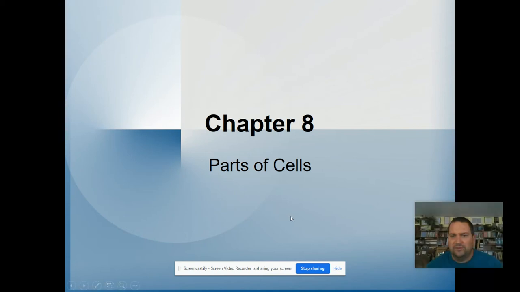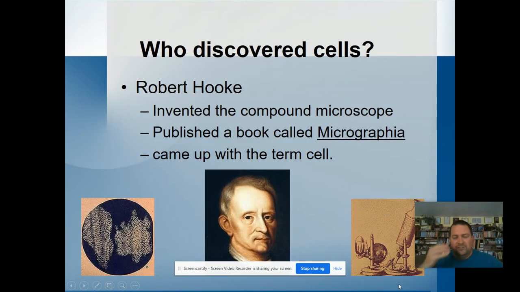So, with that, who discovered cells? Robert Hooke is given credit for coining the term cell. What he did is he had a compound light microscope, and he was able to look at a small sample of cork cells underneath his microscope, and he said they look like how monks live, the rooms that monks live in, those are called cells.